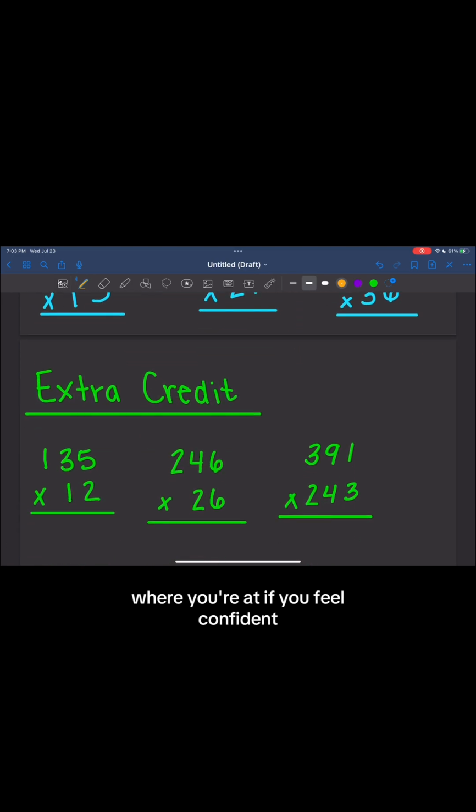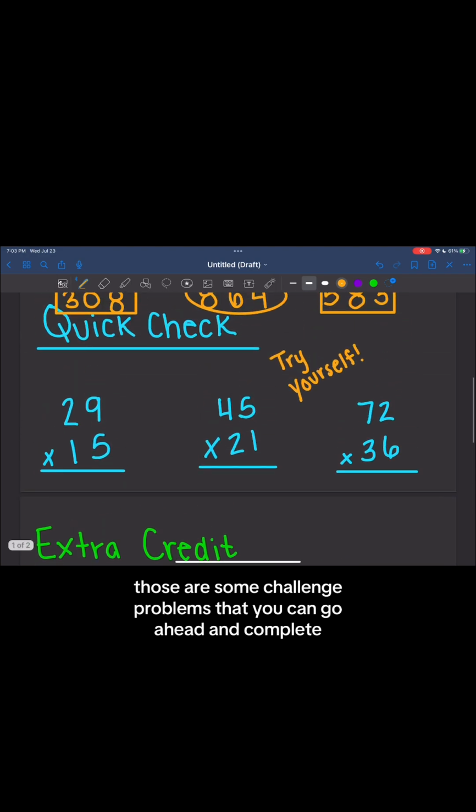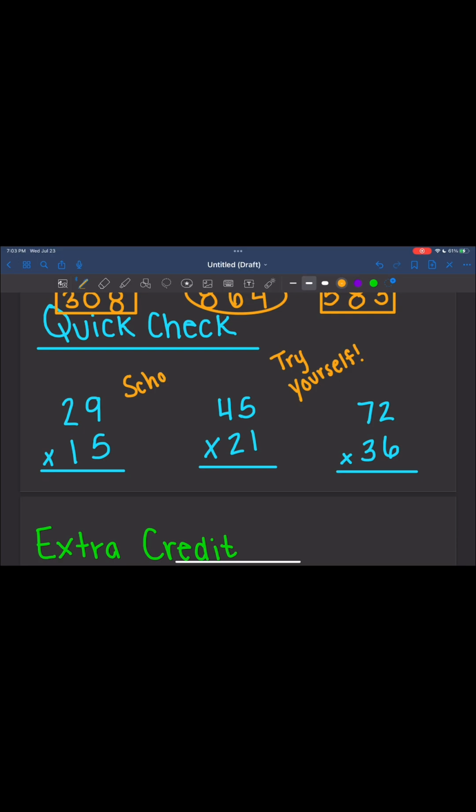If you feel confident, here are some extra credit problems that are optional. Those are some challenge problems that you can go ahead and complete. Don't forget, you are turning this in on Schoology. If you use multiplication charts and extras, that is also there.